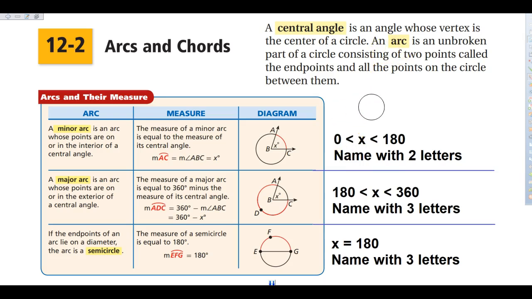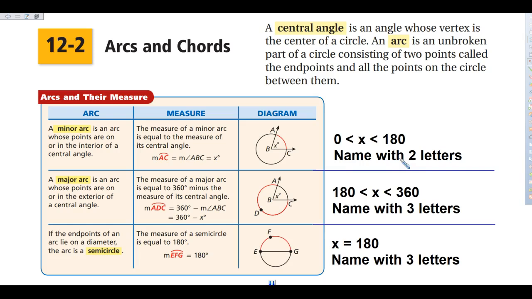Now, with minor arcs, we are going to name them with only two letters. All right, and those two letters are the endpoints of the arc. Now, arc AC is the same as arc CA. Just like in a segment, it doesn't matter which order you name it, an arc is the same way in that sense. Okay, so minor arcs, arc AC, arc CA, they're the exact same thing.